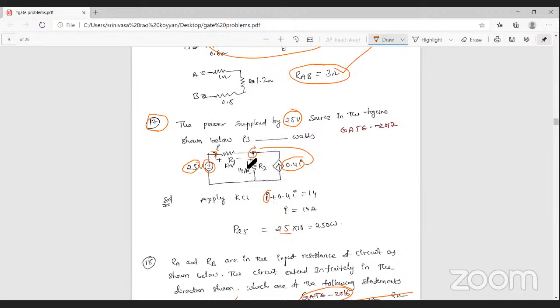In this resistance also the current is given. What is the current given? 14 amperes. That is the leaving current. Substitute here, then you can find the current I is equal to 10. Then the power is 25 watts. That is problem number 17. Okay. Next, anybody? Any doubts about the previous problems? Then I will explain.